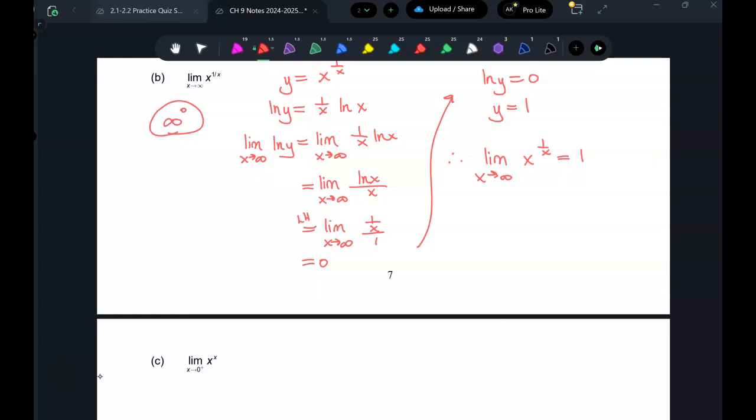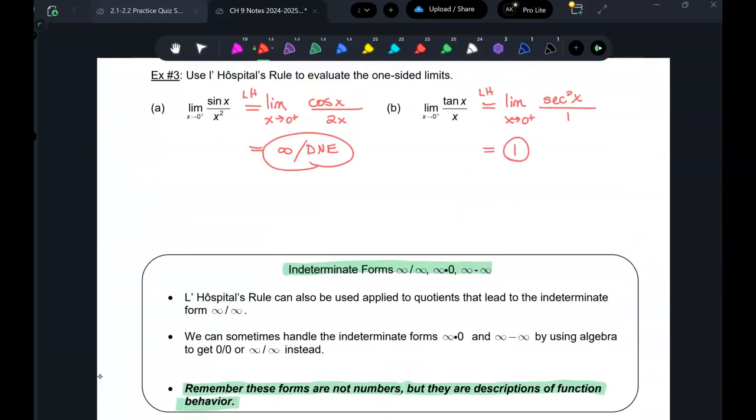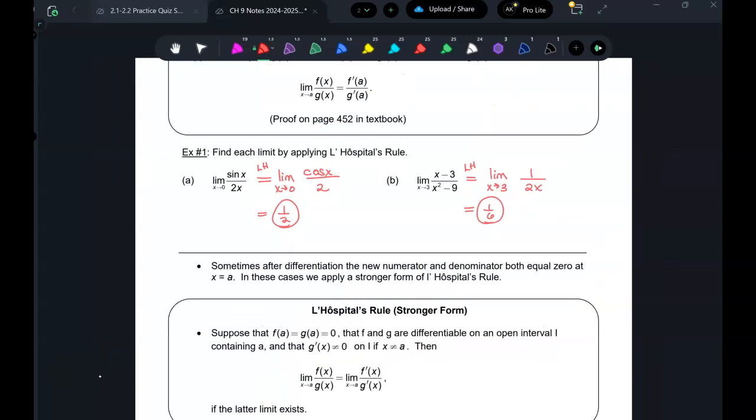The goal for all of these is to make it in the form of infinity over infinity or 0 over 0. If you go back to the very first definition for L'Hopital's rule, the only time we can do L'Hopital's rule is if it's 0 over 0 or infinity over infinity. So if it's in a different form, we just want to do some algebraic manipulation to get it in that form.